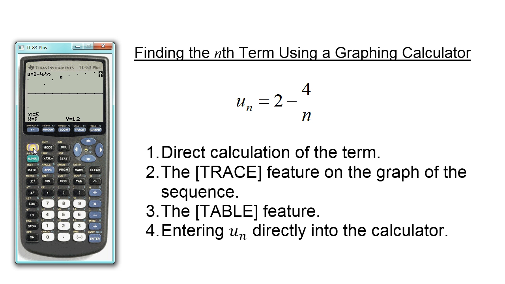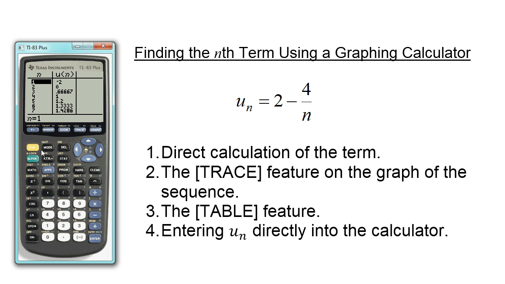All right, now I can also do a table. So I'm going to do second table set. I'm going to have my table start at 1 because it doesn't make any sense to do anything else, because I want u sub 1, then u sub 2, then u sub 3, and I'm going to go up by 1, and I'm just going to leave it at auto. So when I do second table, these are my values for n. These are my values for u sub n. So the fifth value is 1.2.